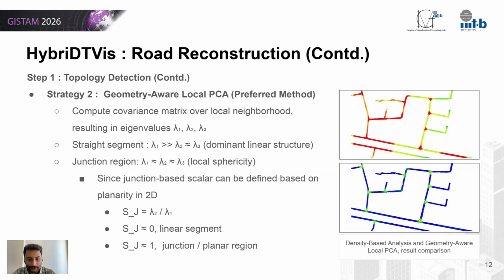But since we are dealing with roads, which can be treated as a 2D entity for topology detection, we define a junction scalar as Sj, which is lambda 2 divided by lambda 1. When Sj is near 0, we are on a linear segment. When it is closer to 1, we are at a junction. So this provides a stable geometry driven indicator of road topology. The comparison on the slide clearly shows that the PCA based detection is significantly cleaner than the density based detection.